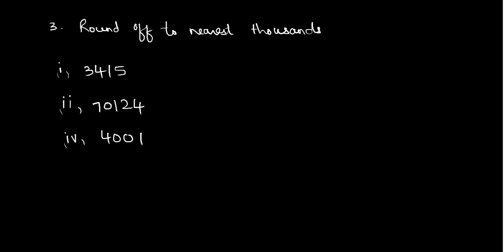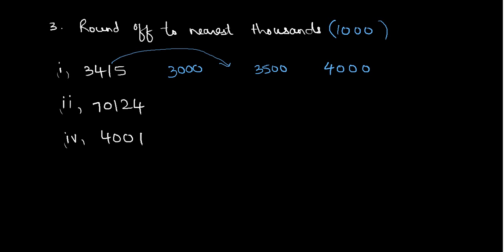Round off to the nearest thousands. When you say thousand, it has 3 zeros, so put 3 zeros in all the numbers given. The first one says put 3 zeros and copy the 3 as it is. Add 1000 to 3000, it becomes 4000. So the middle number will be 3500. And this 3450 will come into this range. So the answer is 3000.